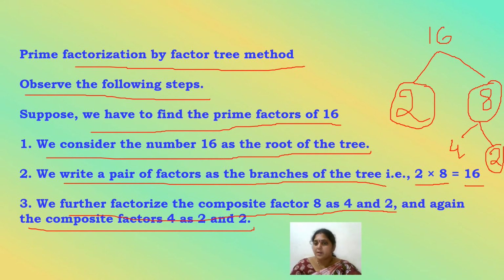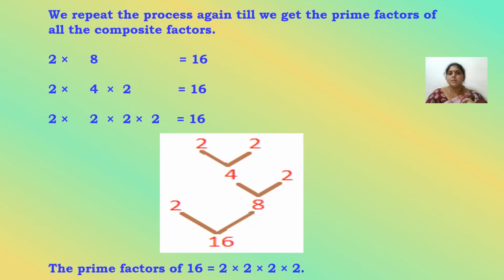Now what will be the root here? 4 will be the root here. Now you have to convert 4 again. When you are converting 4 again, that will be 2 into 2. Now this 2 becomes a prime number. How are we going to proceed now? If you observe here, we repeat the process till we get the prime factors of all the composite numbers. So these are the factors of 16.